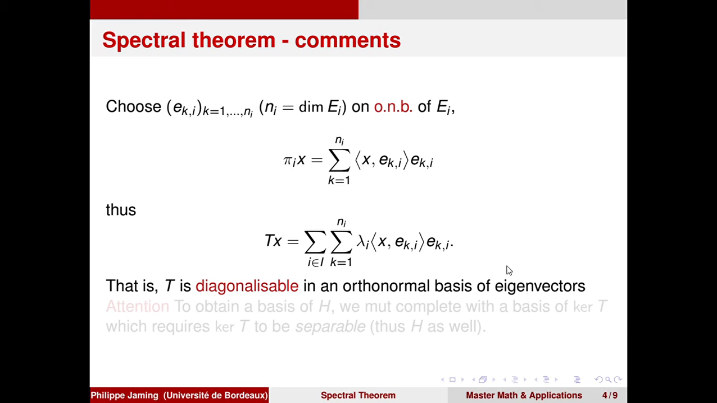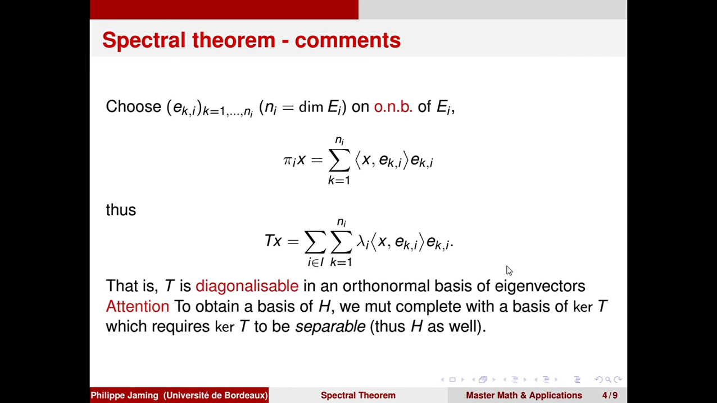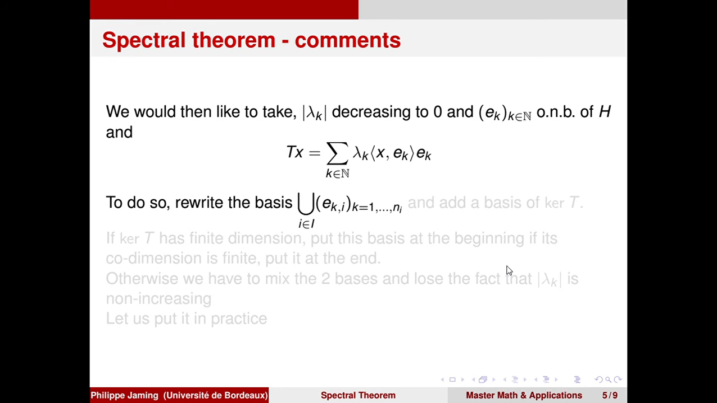We have to be a little bit careful here, it's only an orthonormal basis of the range at this stage. To obtain an orthonormal basis of H, we must complete with a basis of the kernel. And this requires the kernel to be separable, and as the range of T is just the direct sum of the E_i's, and this is an at most countable sum of finite dimensional spaces, the range is automatically separable, so H has to be separable as well. Now, the problem is, if we want λ_k to be decreasing, we may not obtain an orthonormal basis of H and write Tx as the sum over k in N of λ_k ⟨x, e_k⟩ e_k. We would still like to write this, but we will have to forget about the condition that the λ_k decrease. But as we will see now, we can still have λ_k going to 0.